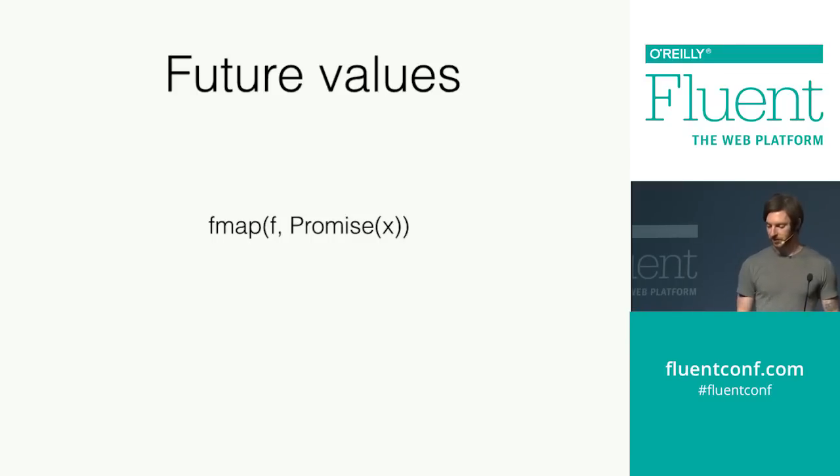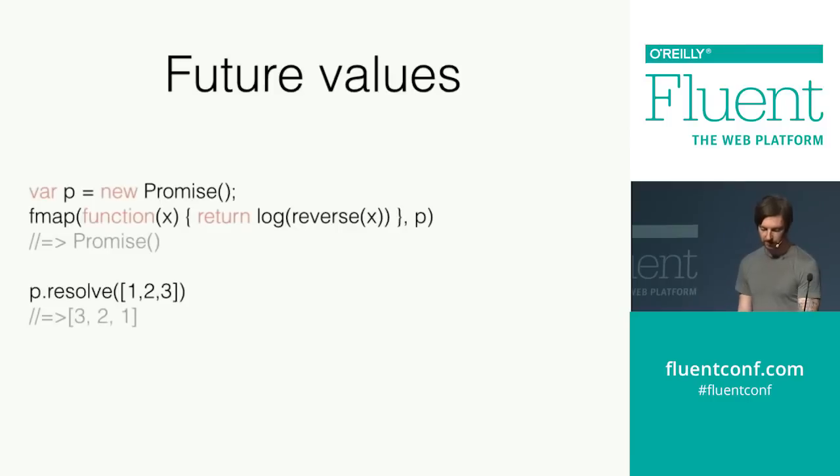So x goes in our promise, and we just fmap over it. In practice, it's a little bit different. We have to actually make a promise, and then we're going to fmap our function over that promise. But x will become the value when the promise is resolved, and it returns us a promise for a composition. And then we resolve it, and there it is. It reverses it, and it logs it.